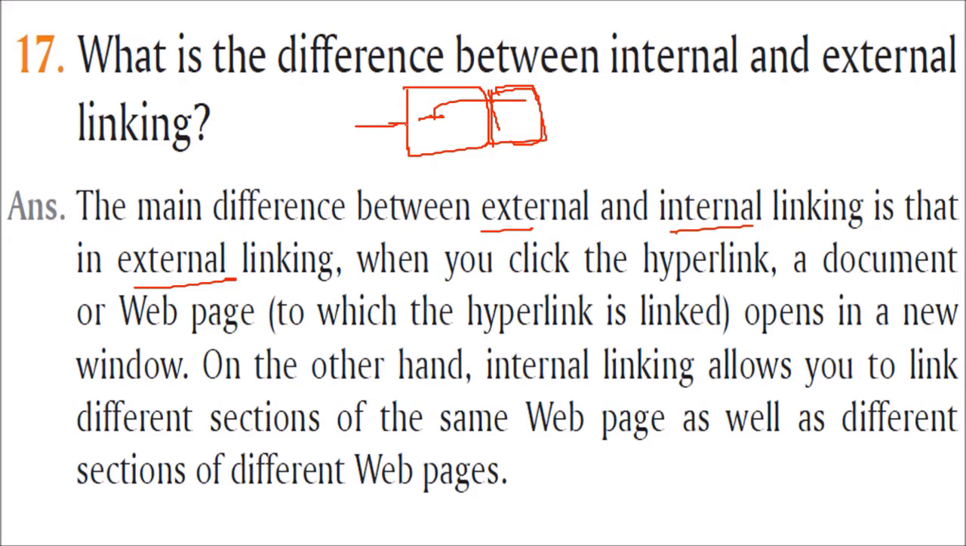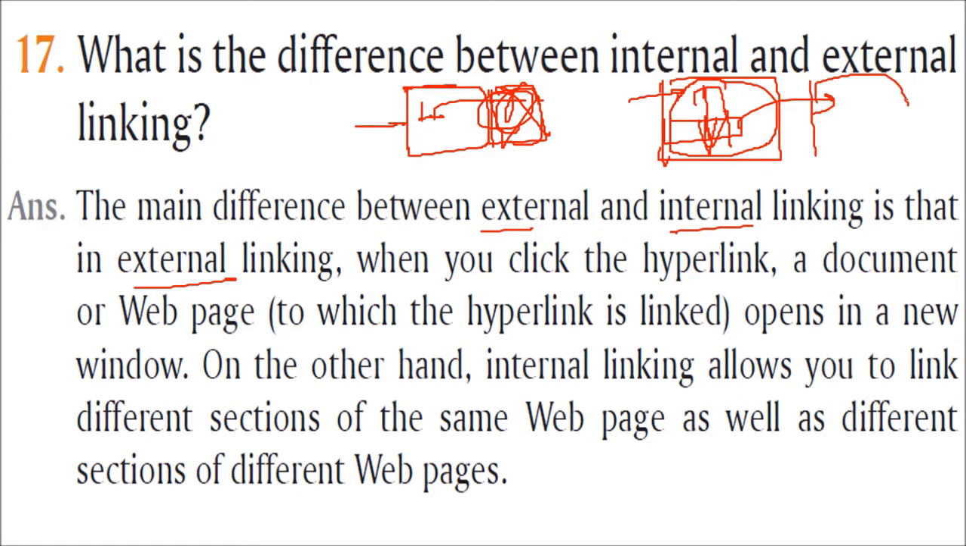But internal linking allows you to link different sections of the web page. There will be no other page. On the same page, if you click here, you will go to some other position of the web page, wherever you have linked internally. You will not come out of the page, or some new window will not appear. So internal linking allows you to link different sections of the same web page, as well as different sections of different web pages.